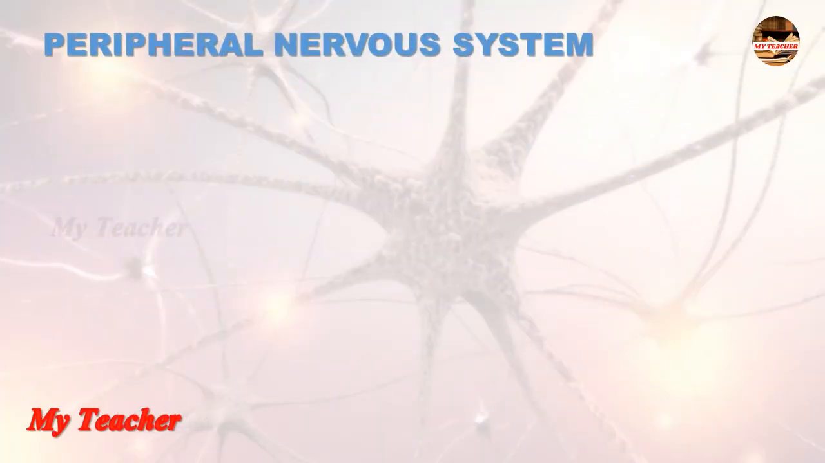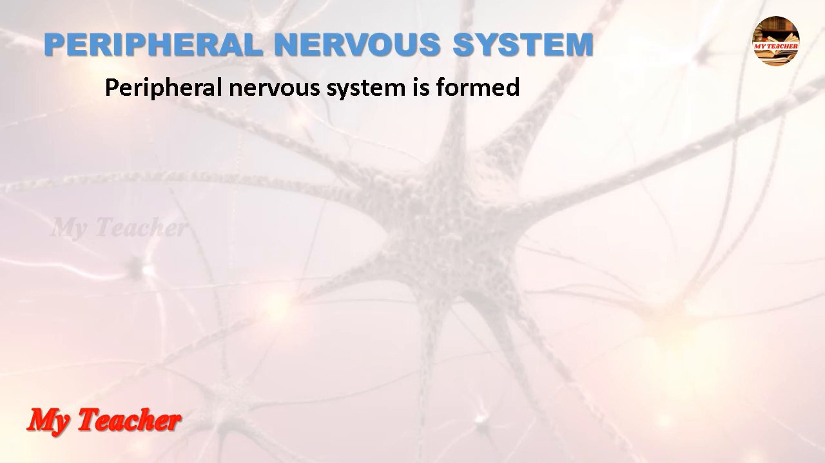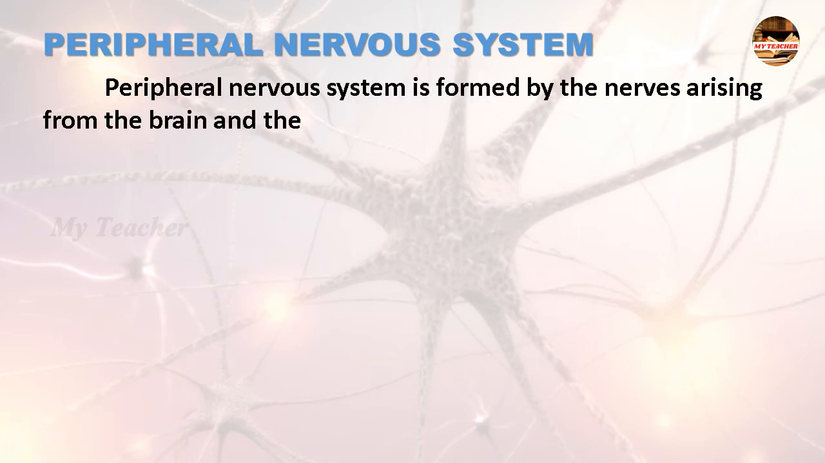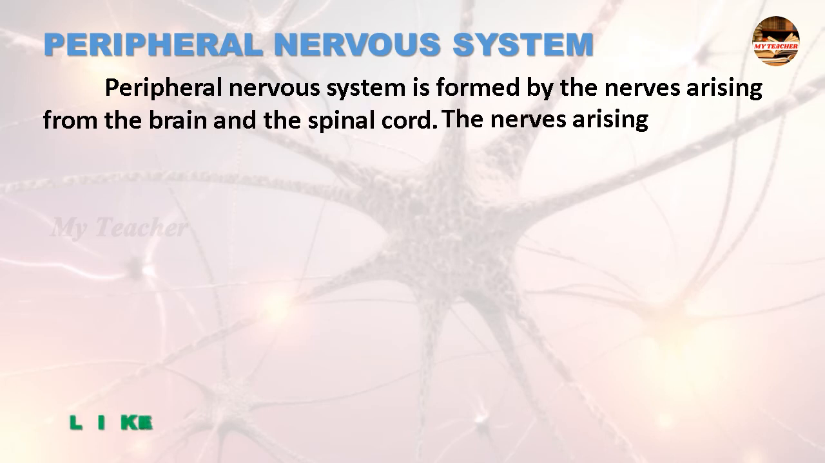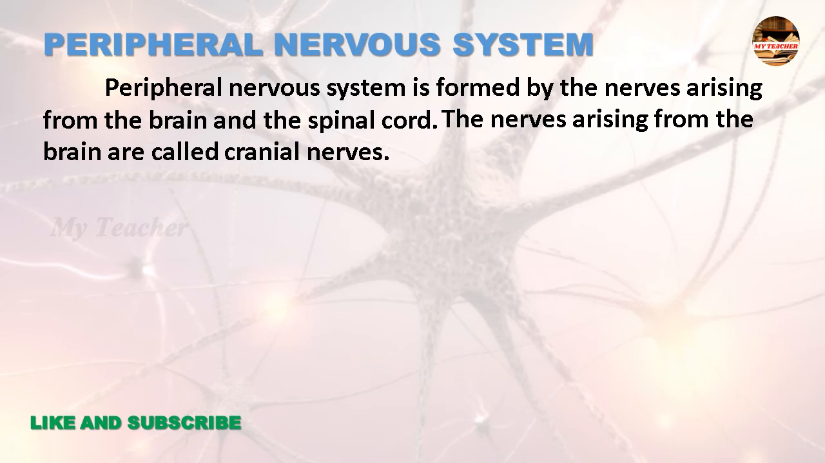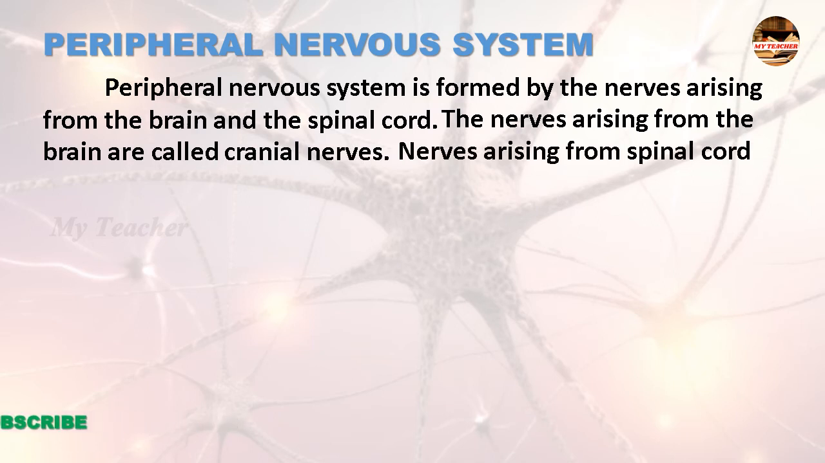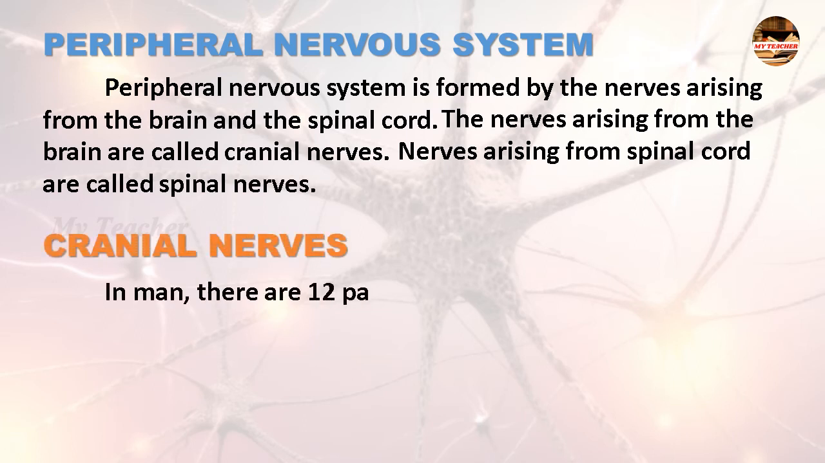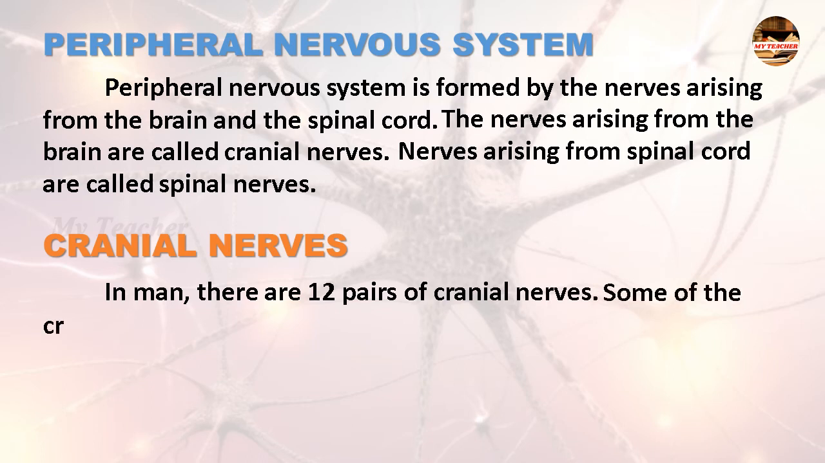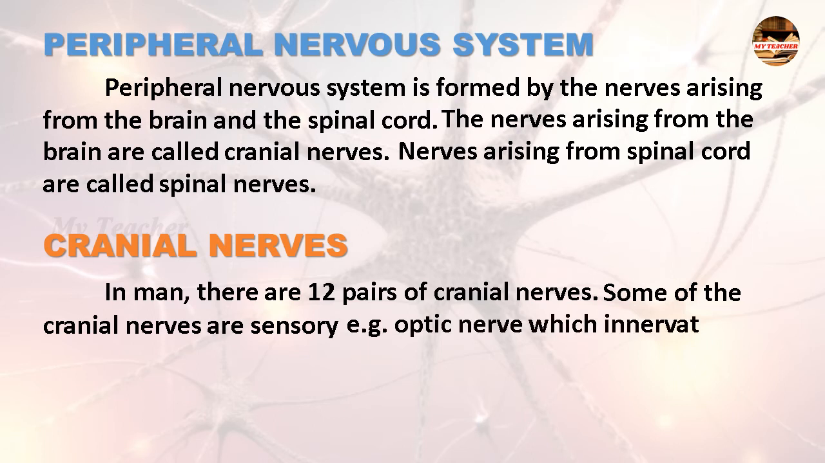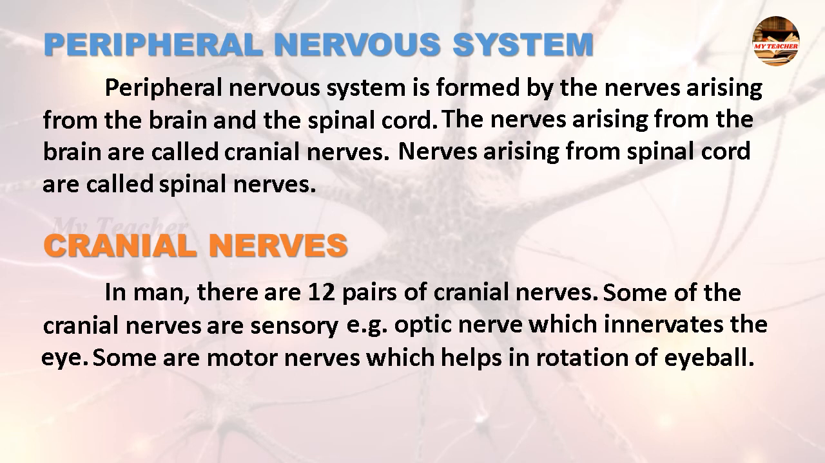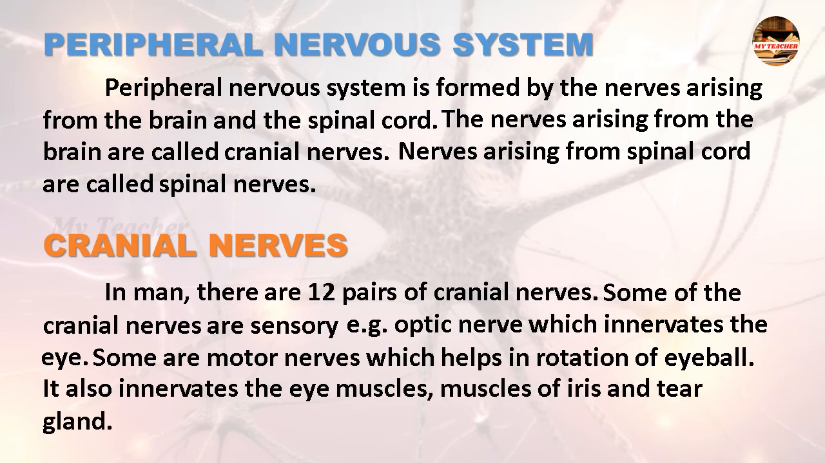Peripheral nervous system. Peripheral nervous system is formed by the nerves arising from the brain and the spinal cord. The nerves arising from the brain are called cranial nerves. Nerves arising from the spinal cord are called spinal nerves. Cranial nerves. In man, there are 12 pairs of cranial nerves. Some of the cranial nerves are sensory, for example, optic nerve which innervates the eye. Some are motor nerves which help in rotation of the eyeball. It also innervates the eye muscles, muscles of iris and tear gland.